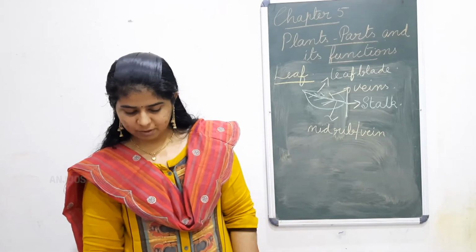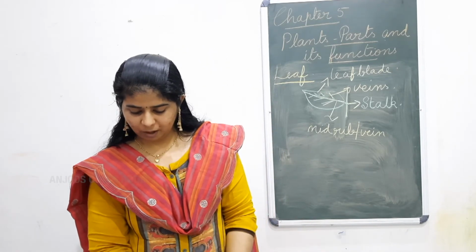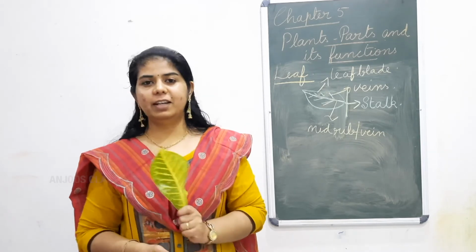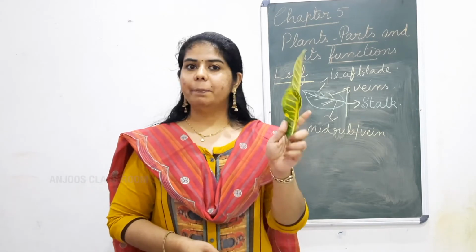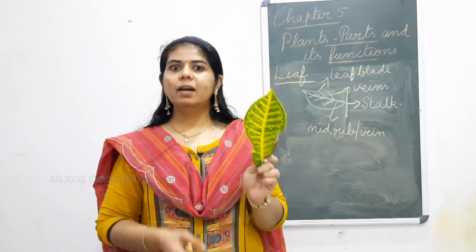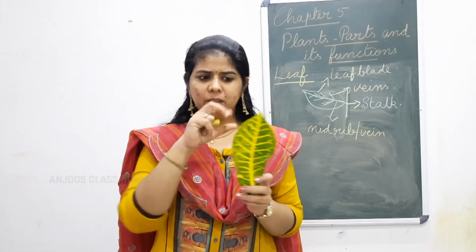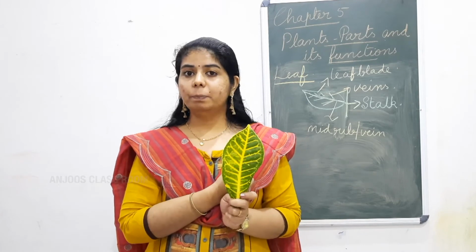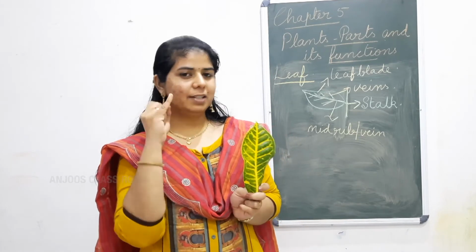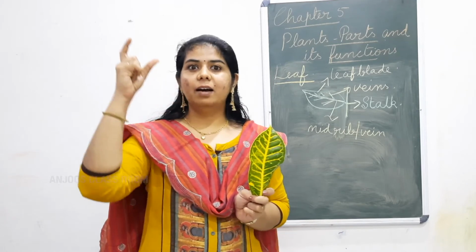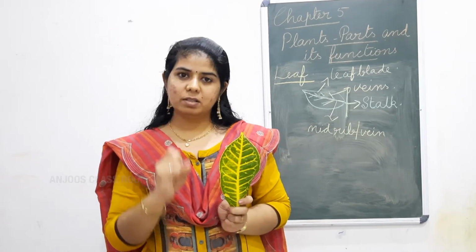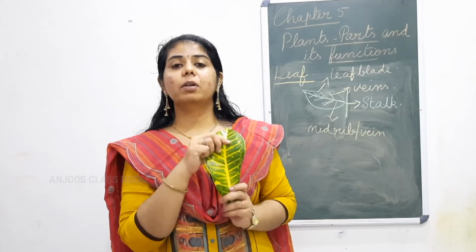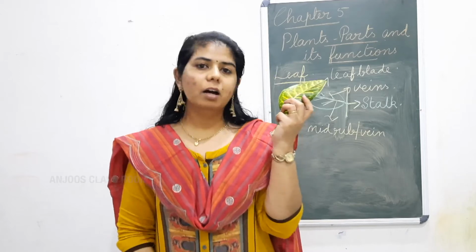Now next comes, we will see how the leaf helps us, the function of a leaf. The one main function is it prepares the food for the plant. And how does it prepare? Some things are needed for the plant to prepare the food. It needs water, then another one is sunlight. Water, sunlight and air are the three things needed for the leaf to prepare the food.